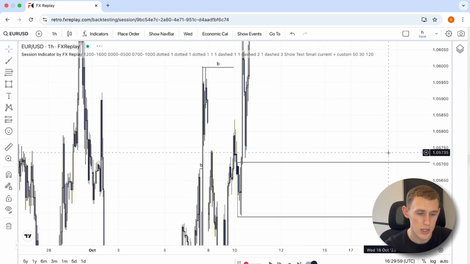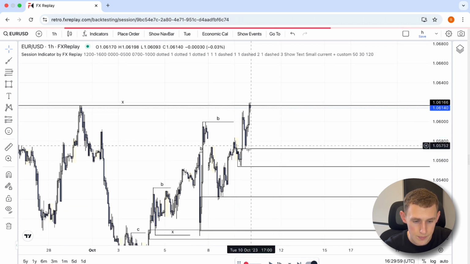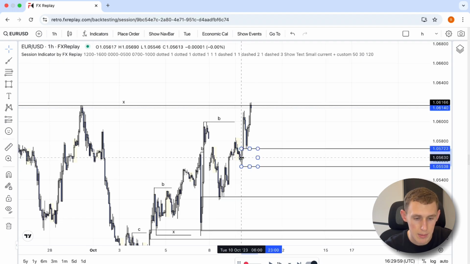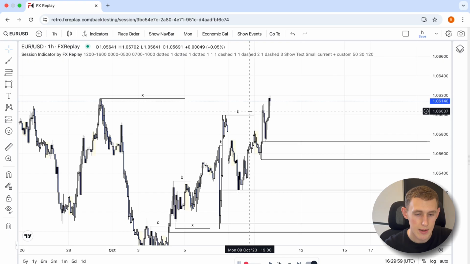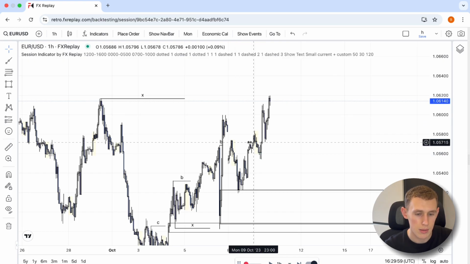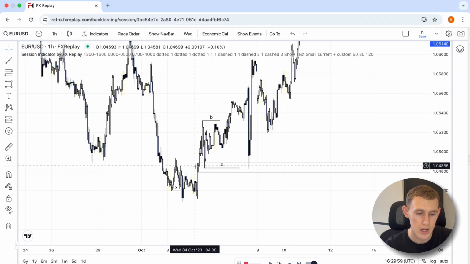So price induced it, didn't quite tap into it. Actually, yeah, it was kind of this hourly zone, which price did tap into. My bad, I missed that. But yeah, let's have a look. I'm going to get rid of some of this now because this is the internal structure, not the main trend structure.